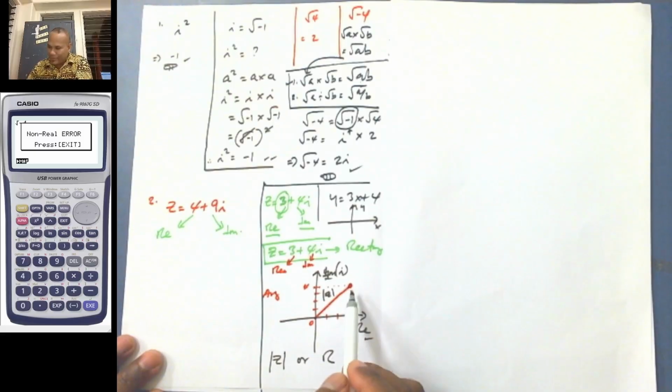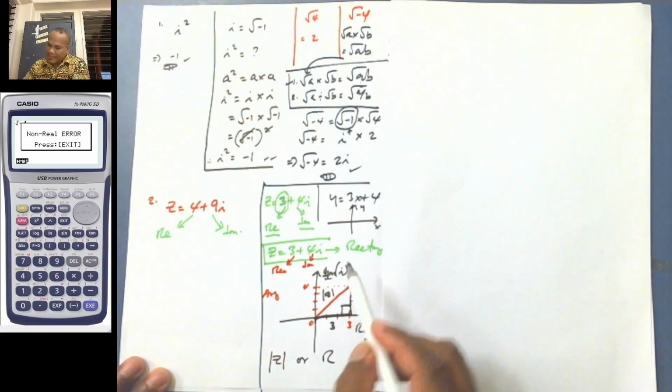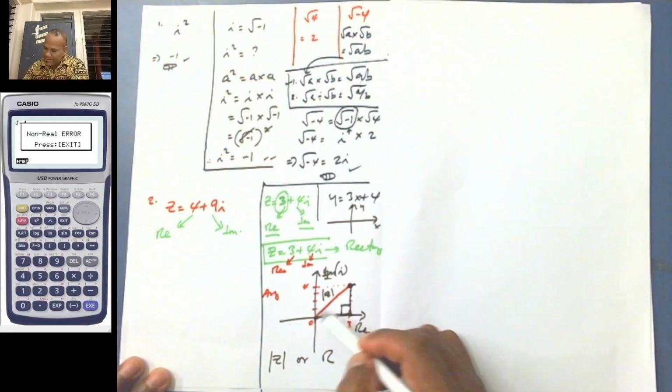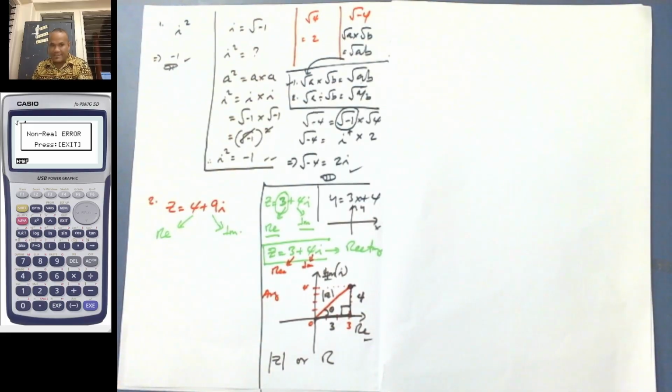To find the hypotenuse, we notice that this is a right angle triangle. The distance from here to here is 3, and the distance from here to here is 4. Now, if this is our angle, then I normally teach my students that the side where the angle is, is always our adjacent. So this is our adjacent, and this is our opposite.